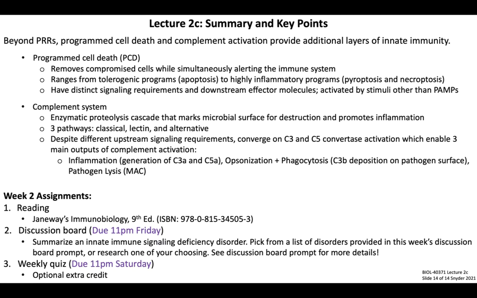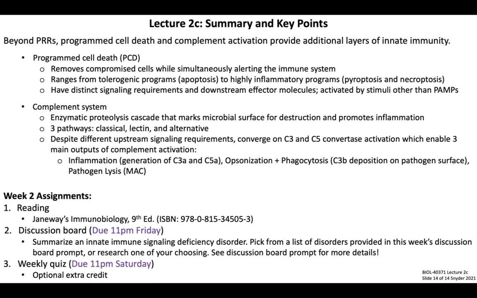In summary, we've learned more about both programmed cell death and complement activation as additional mechanisms of innate immunity, and these help supplement innate immune activation through pattern recognition receptors. Programmed cell death has a number of important functions in promoting host defense, and distinct forms of PCD differ with respect to their signaling requirements as well as their downstream effects on immune responses. Notably, PCD can be triggered by stimuli other than classical PAMPs and can therefore alert the immune system to the presence of compromised cells that must be removed.